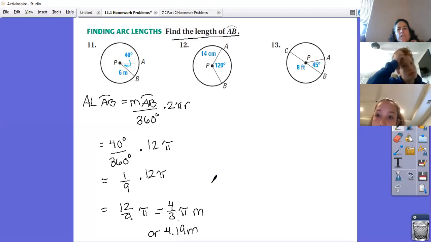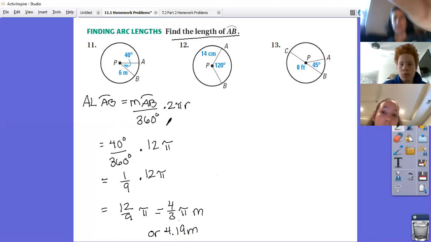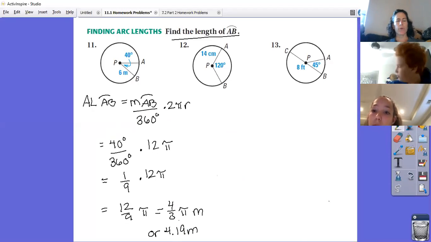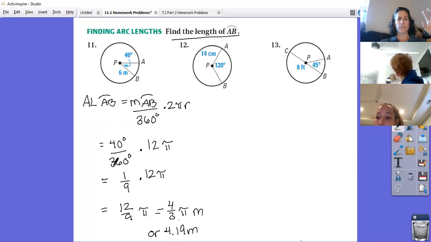But I think for all of these, because it didn't say exact, you can give me just the decimal answer. So you really can just plug that whole thing into your calculator, hit enter. But always be careful though, like if it says exact, it wants you to do a simplified fraction with pi. Okay. All right, 12 or 13?